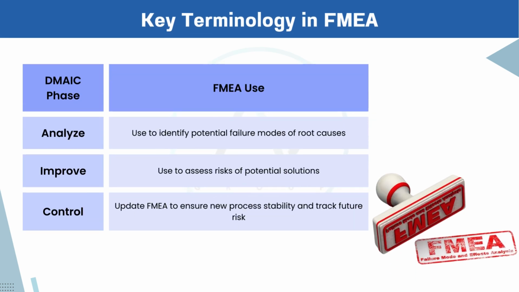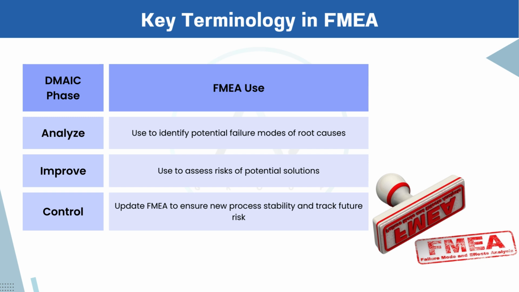This slide connects the use of FMEA with the DMAIC phases of a Six Sigma project, helping us understand where and how FMEA fits into the problem-solving lifecycle. Let's look at each phase where FMEA is typically applied. 1. Analyze phase. In this phase, we use FMEA to identify potential failure modes related to the root causes we've uncovered. After performing root cause analysis using tools like Fishbone or 5 Whys, we apply FMEA to document all possible ways those root causes might manifest as failures in the process, product, or service.